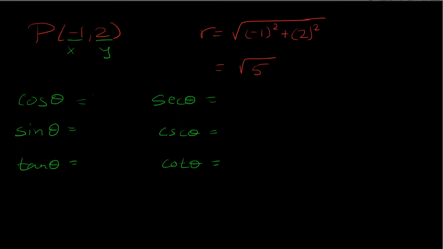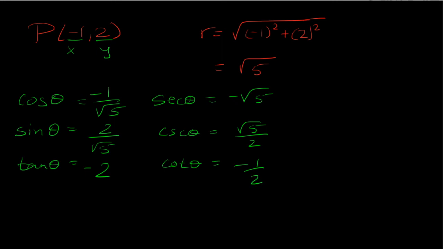Cosine is x over r. Sine is y over r. Tangent is y over x. So secant, we're going to flip. Cosecant, we're also flipping. And cotangent, flip. Okay. So once you have the formulas, it's very straightforward.